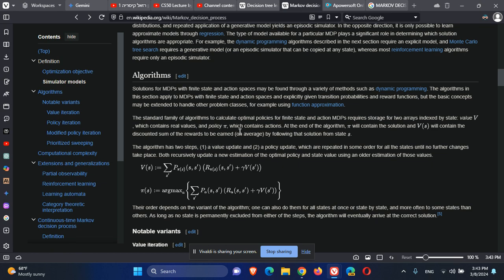עכשיו הוא מספר לנו על אלגוריתם שהולך לפתור את ה-MDP. A value update and a policy update. Value iteration and policy iteration, which are repeated in some order.